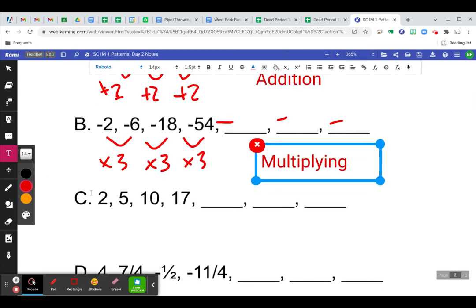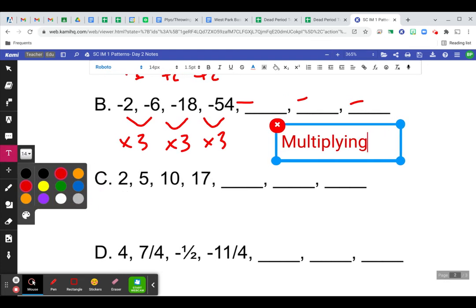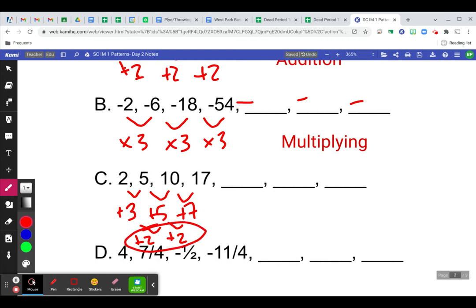Okay, now down here, 2, 5, 10, 17. This one's a little bit different. But what we realized in class here was that it looks like we're adding 3, but then we add 5. So this is not a common difference, right? Because it's adding a different number each time. But the difference of the differences, this is what's called a second common difference. You'll look at that a little bit more in IM2. It is consistent. So there is a common difference there. So if we continue that pattern, we'd add 9, add 11, add 13. So we're adding 2 more each time.